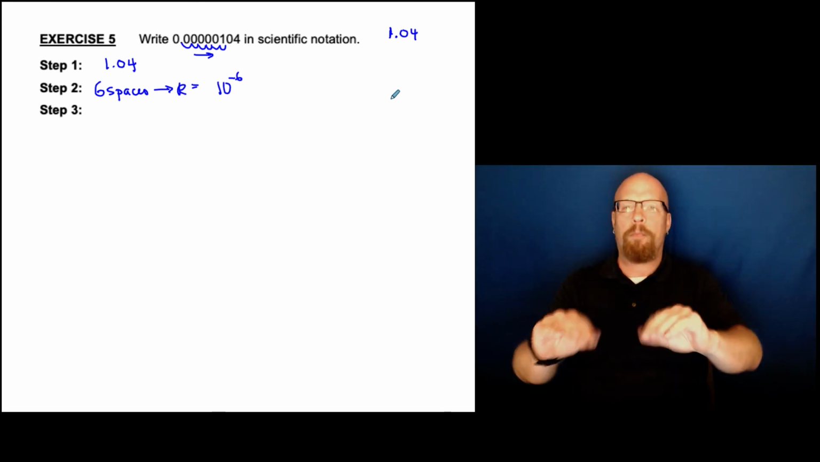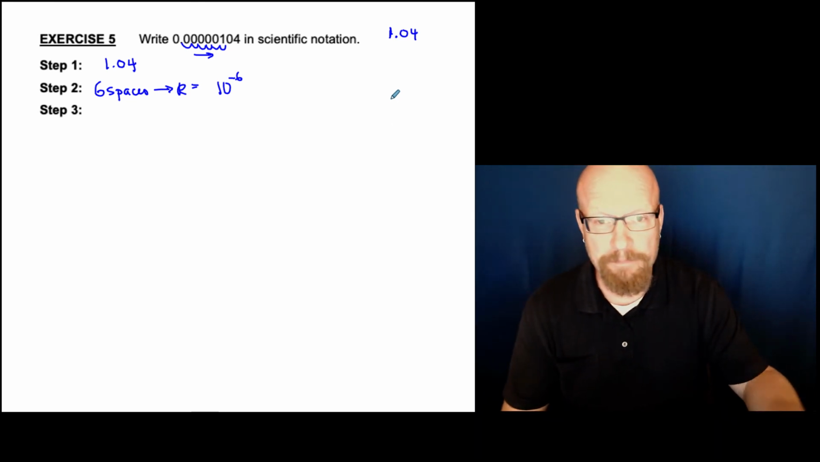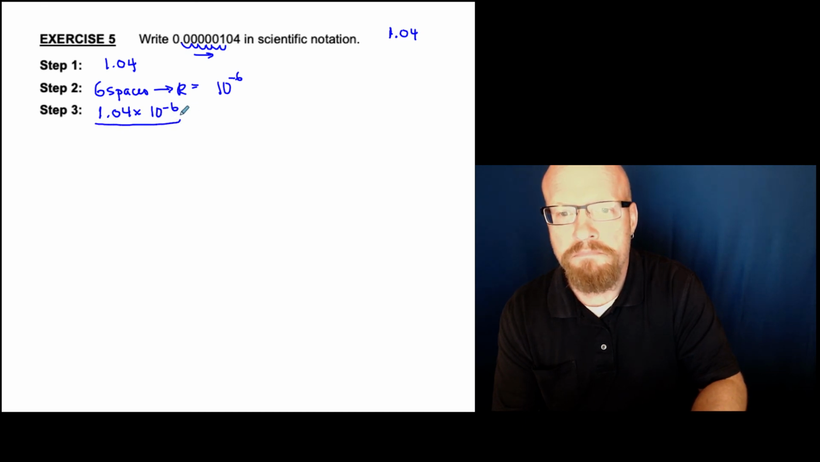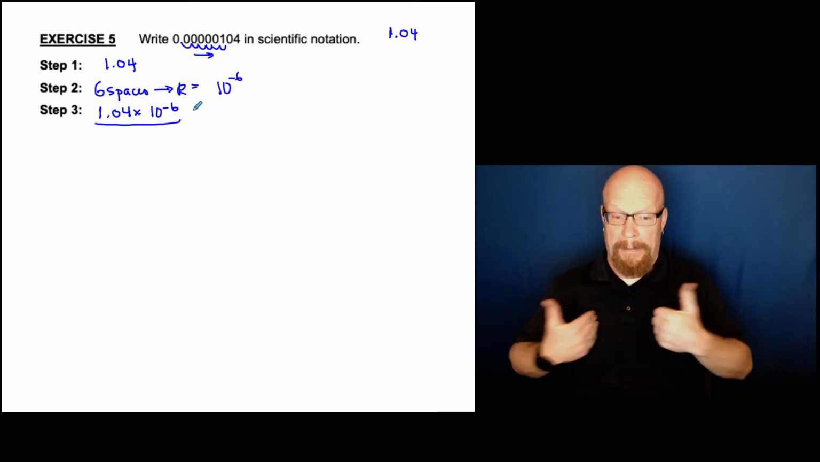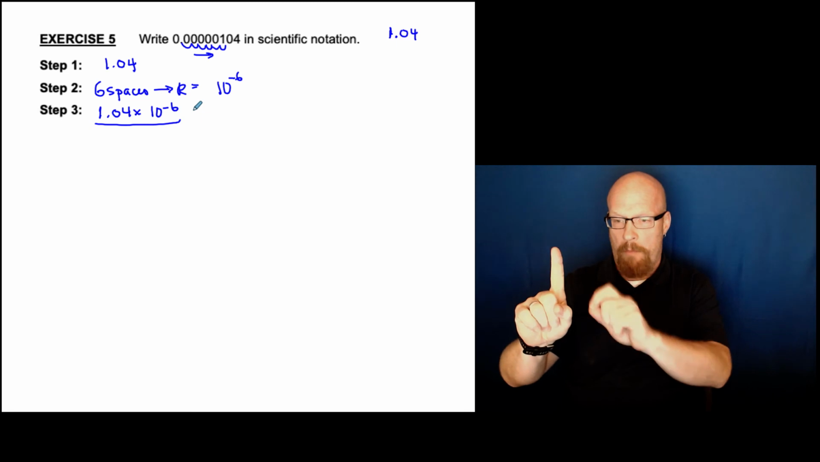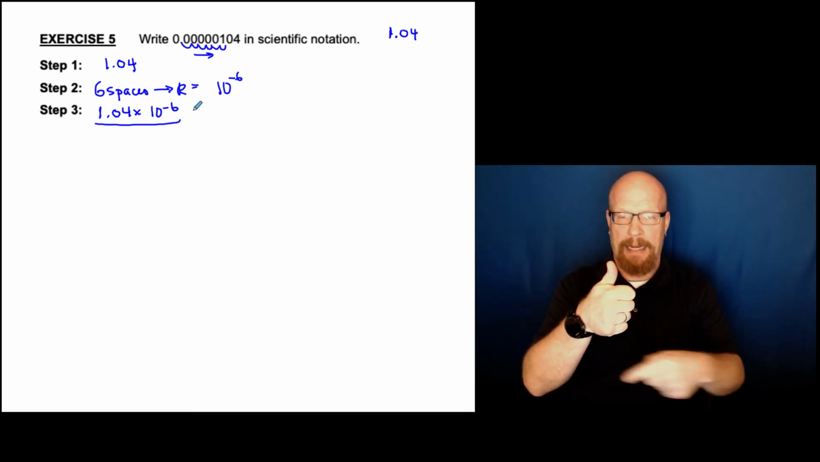So now we'll put these for step 1 and step 2 together. Now we have 1.04, 1 is between 1 and 9, is fine, times 10 to the negative 6.